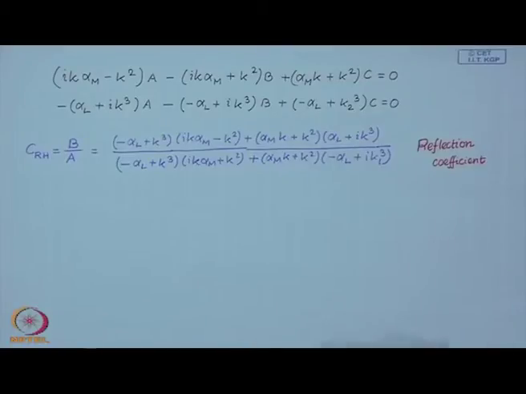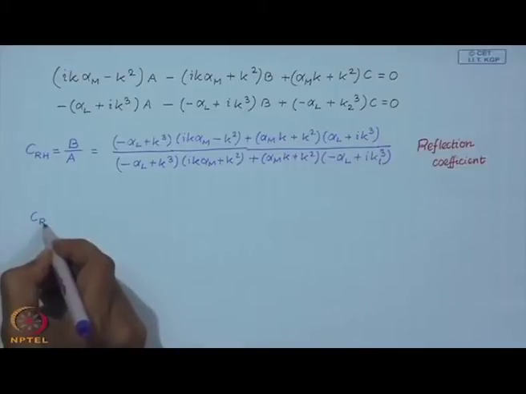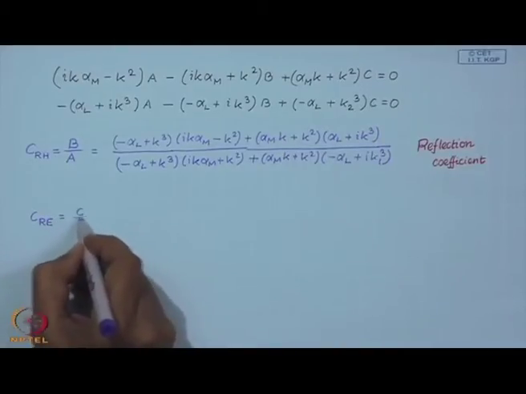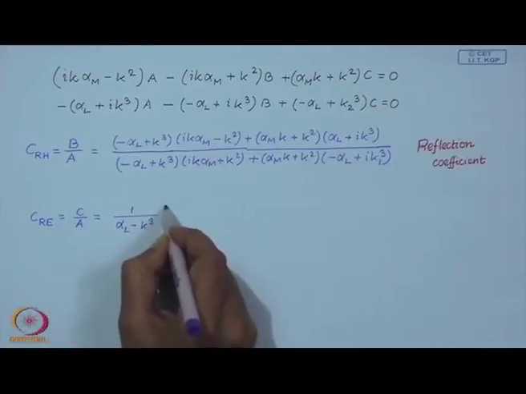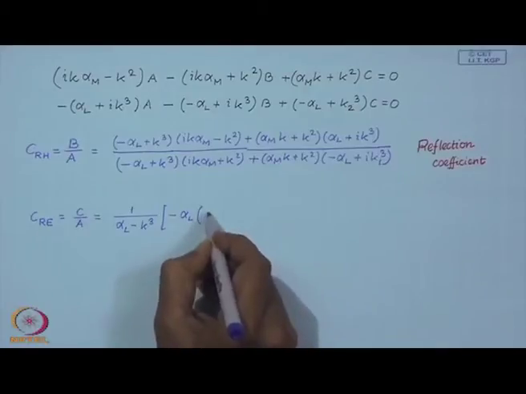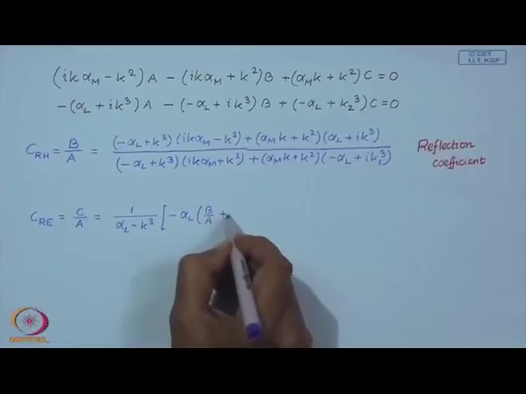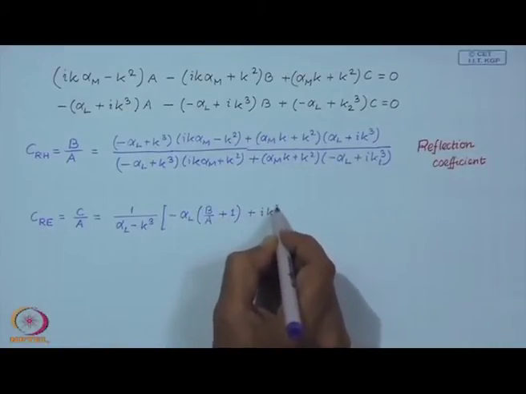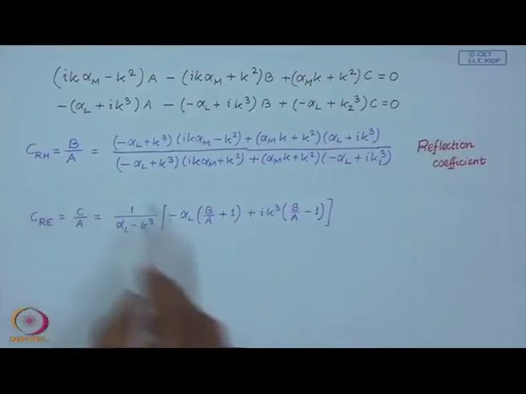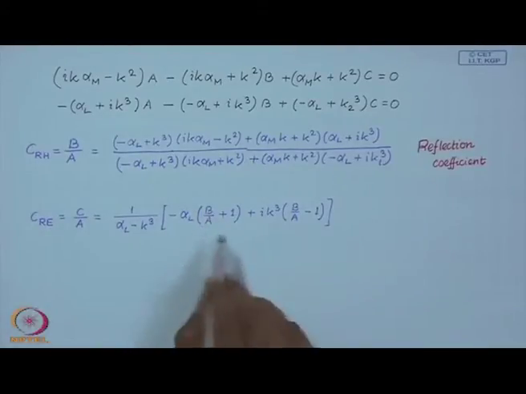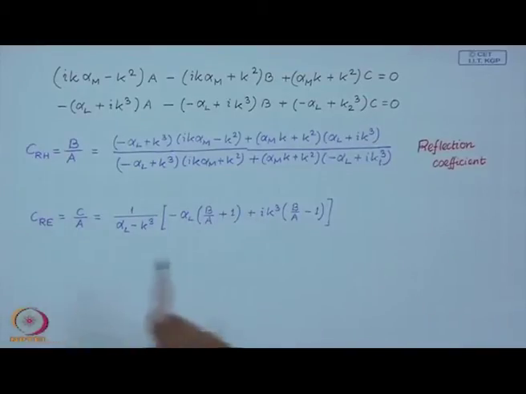And similarly, you can find out the reflection coefficient of the evanescent wave, which is C over A, as, so here you have to substitute this expression of B over A, the reflection of the harmonic wave. Once you do that, you can solve for the reflection coefficient for the evanescent wave.